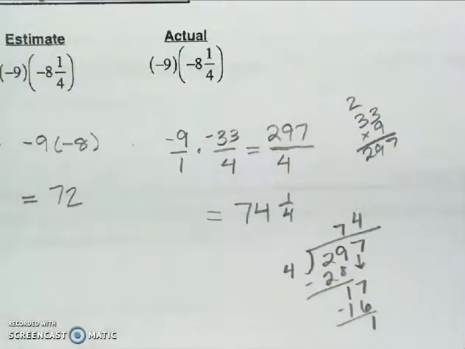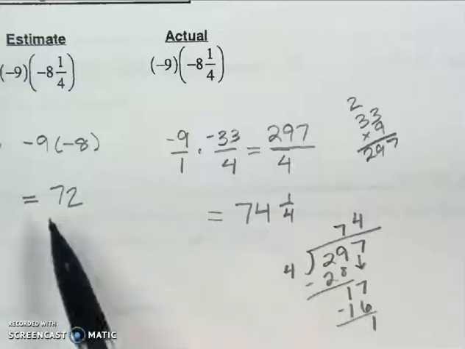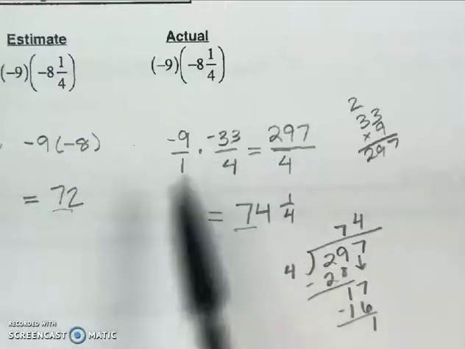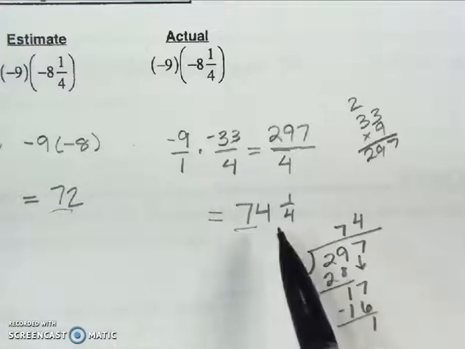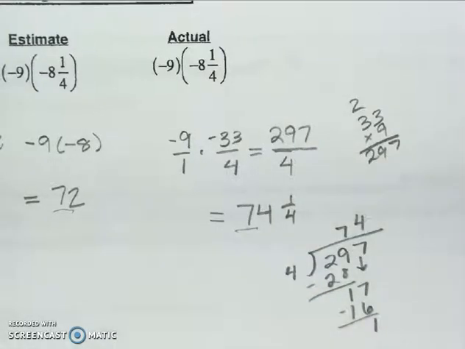So when I look back to my estimate and then look to my actual answer, we notice that they're pretty much the same. So if we had to guess around how much it would be, we would know this would be a little more than 72. How much exactly? 74 1/4.